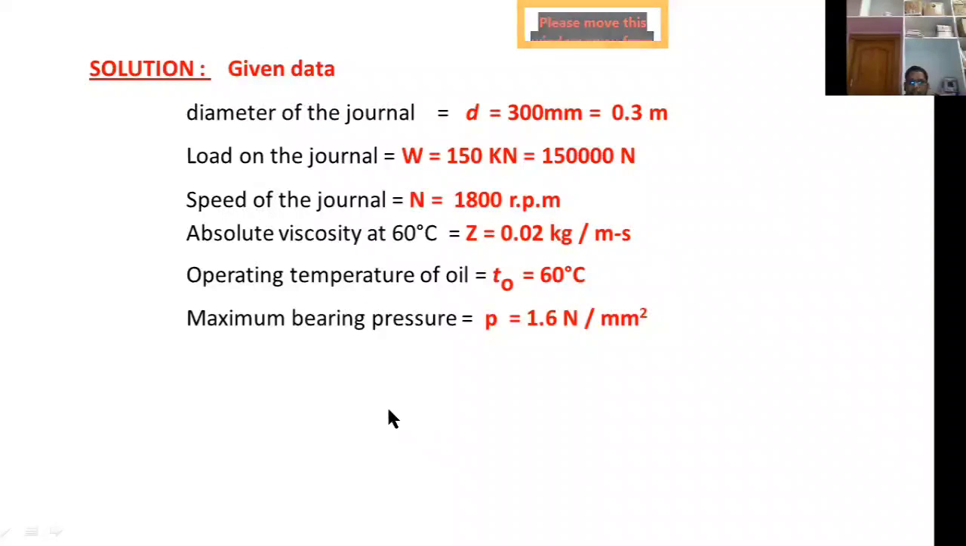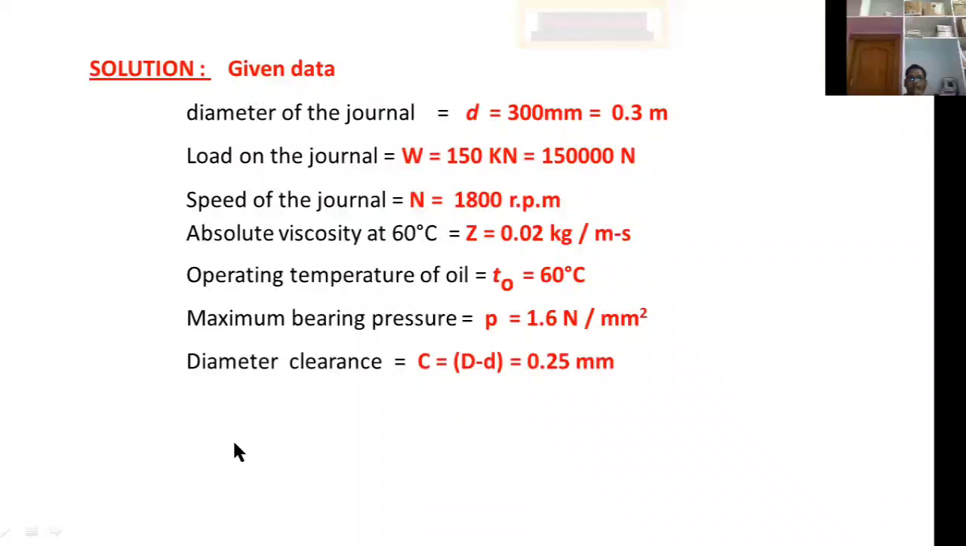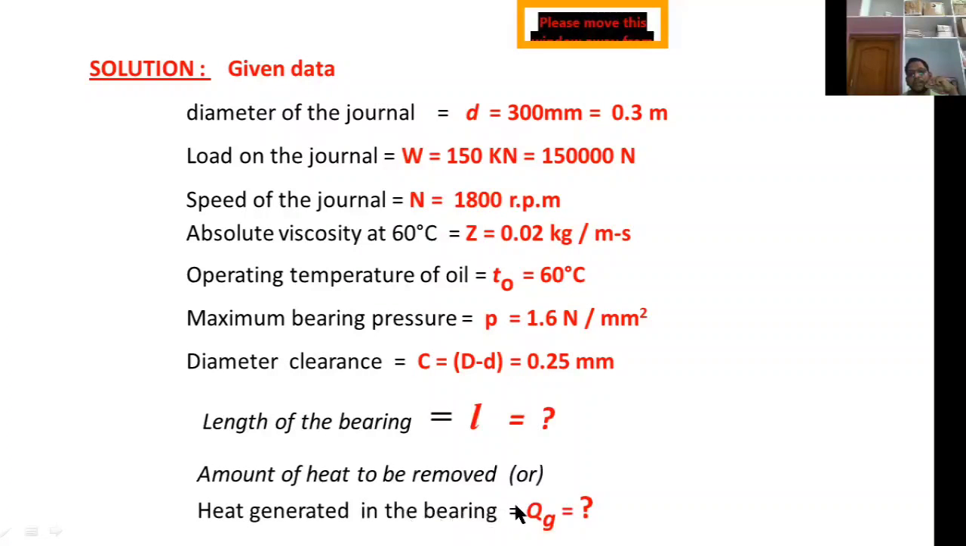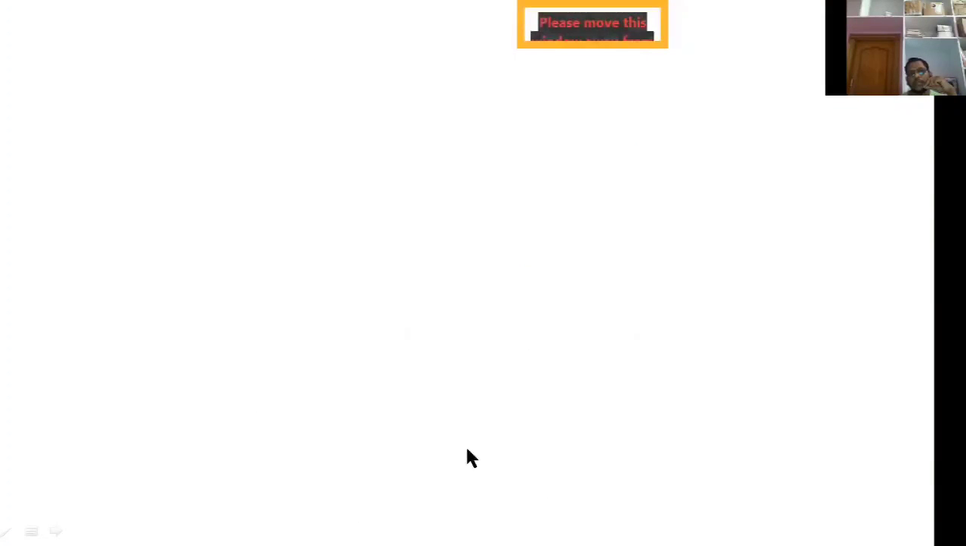Now the maximum bearing pressure is also given, that is P equal to 1.6 Newton per mm square. And the diametral clearance is also given, that is C equal to capital D minus small d equal to 0.25 mm. By using these details, you have to find the length of the bearing and the amount of heat removed or generated, that is Qg. You have to find the values of Qg and L. Now I am going to the first step, the length of the bearing.